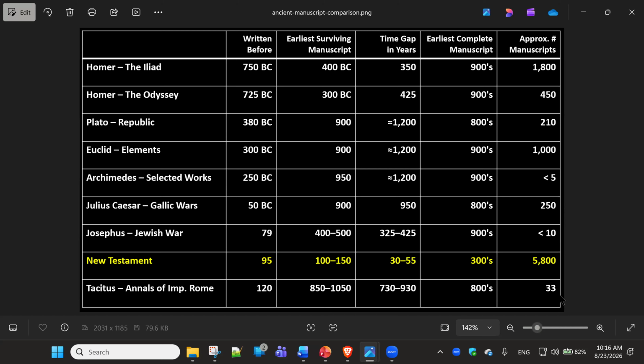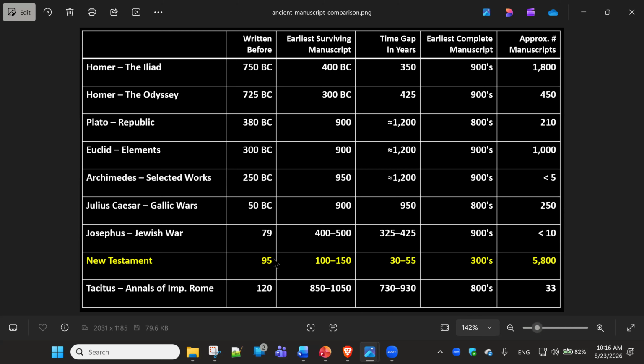What catches my eye is the time gap. Take a look there. New Testament, all the books written by the 90s. In the modern era, you think that 60 years, 30-something to 90-something, is a long time. Take a look. It's nothing. It's unbelievable how close we have writing.